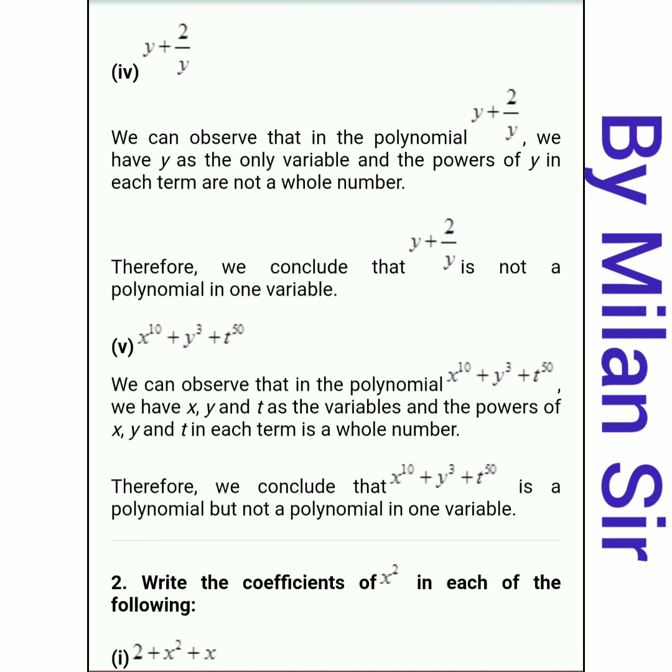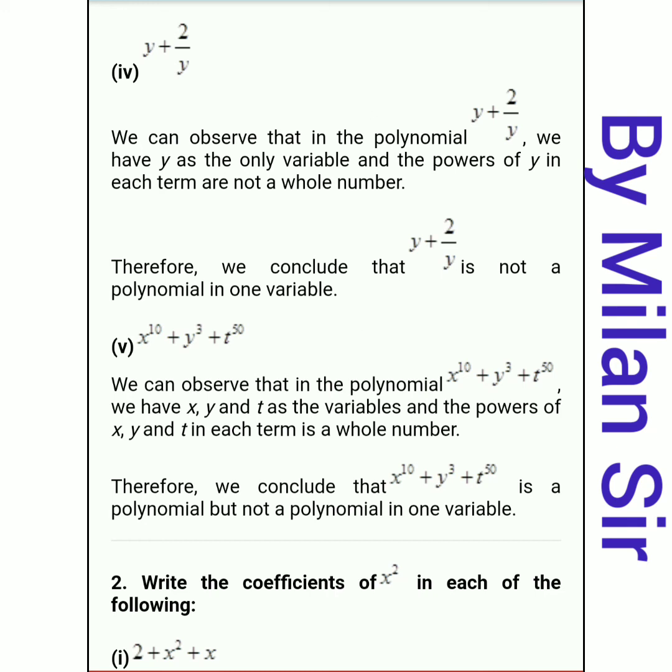We can observe that it is written here, right? We can observe that in the expression we have y as the only variable and the power of y in each term is not a whole number. Therefore, we conclude that y plus 2 upon y is not a polynomial in one variable.